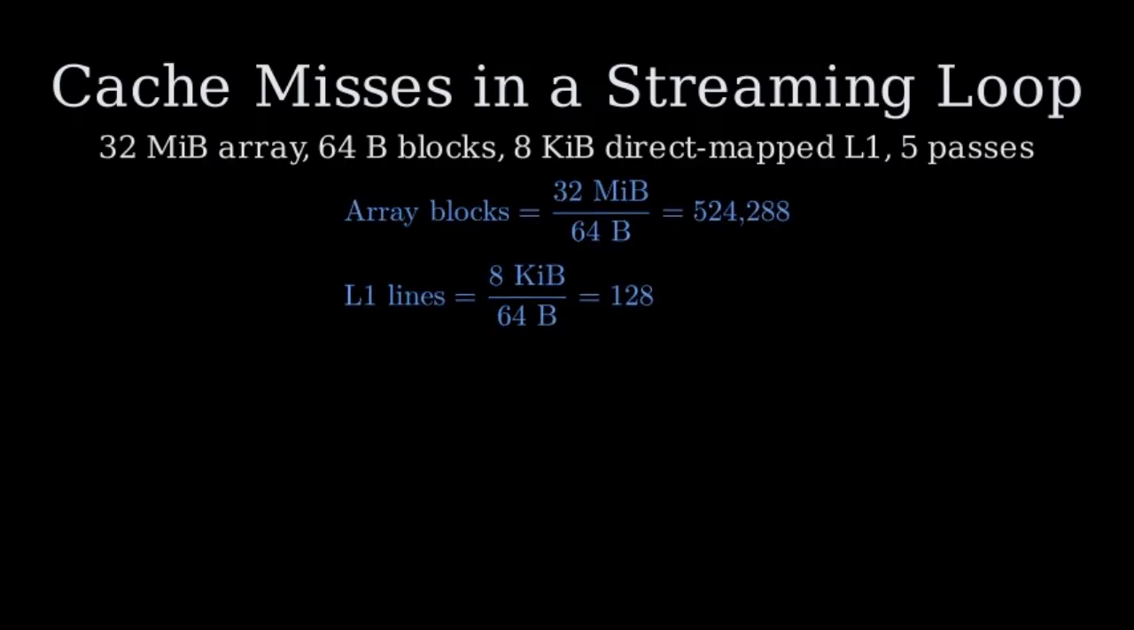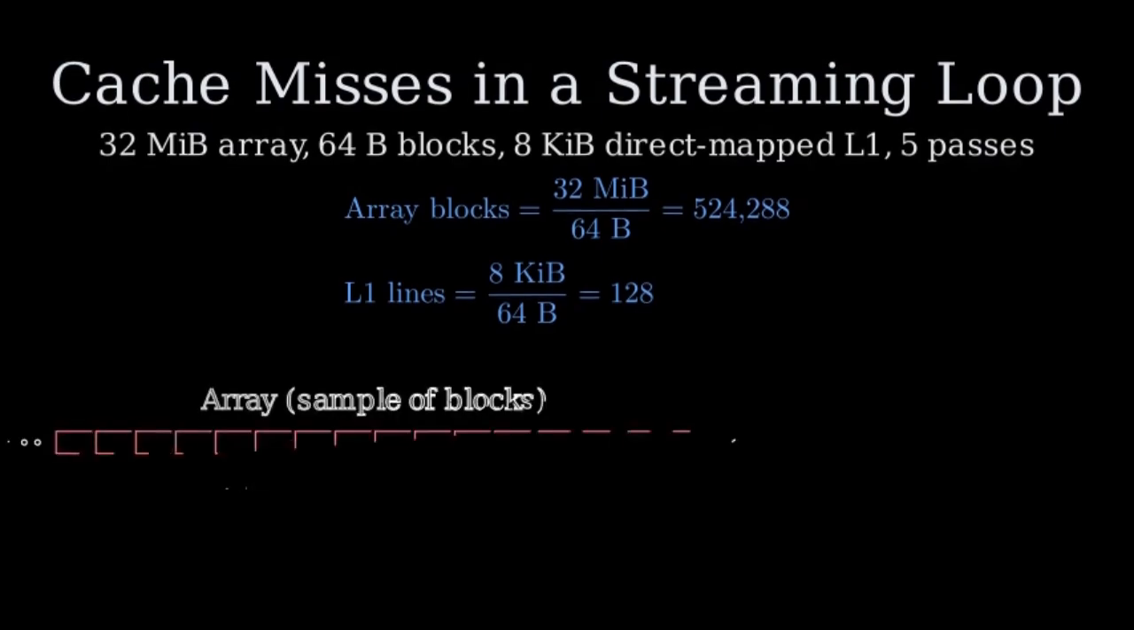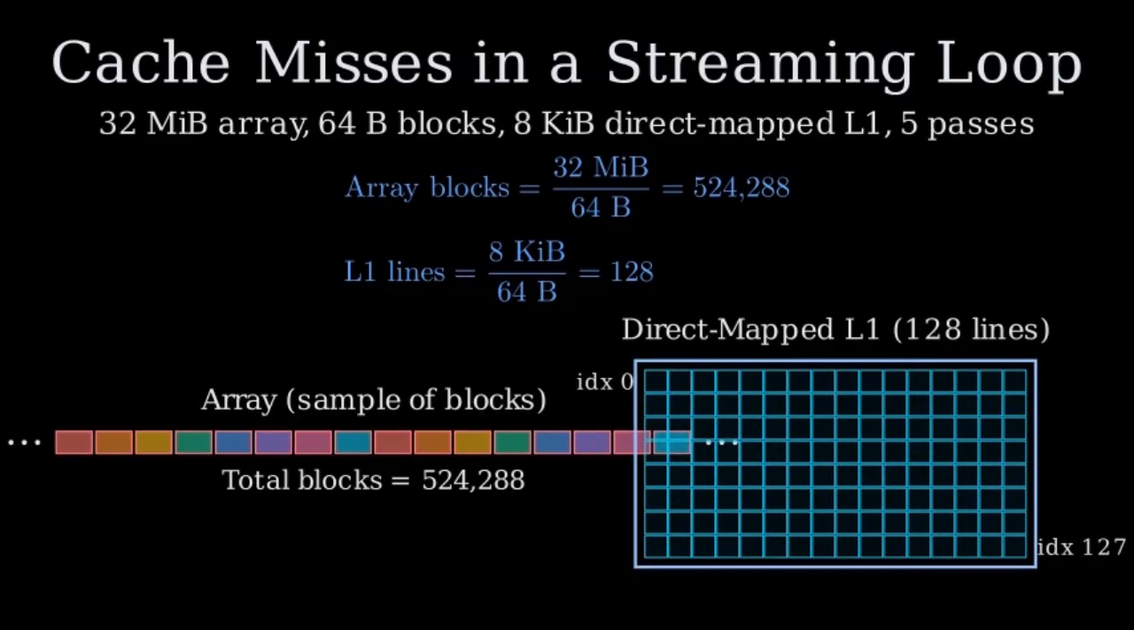The number of blocks in the array is 32 megabytes divided by 64 bytes, which equals 524,288 blocks. The number of cache lines in the level 1 cache is 8 kilobytes divided by 64 bytes, which equals 128 lines. Here is a small picture to guide our intuition.